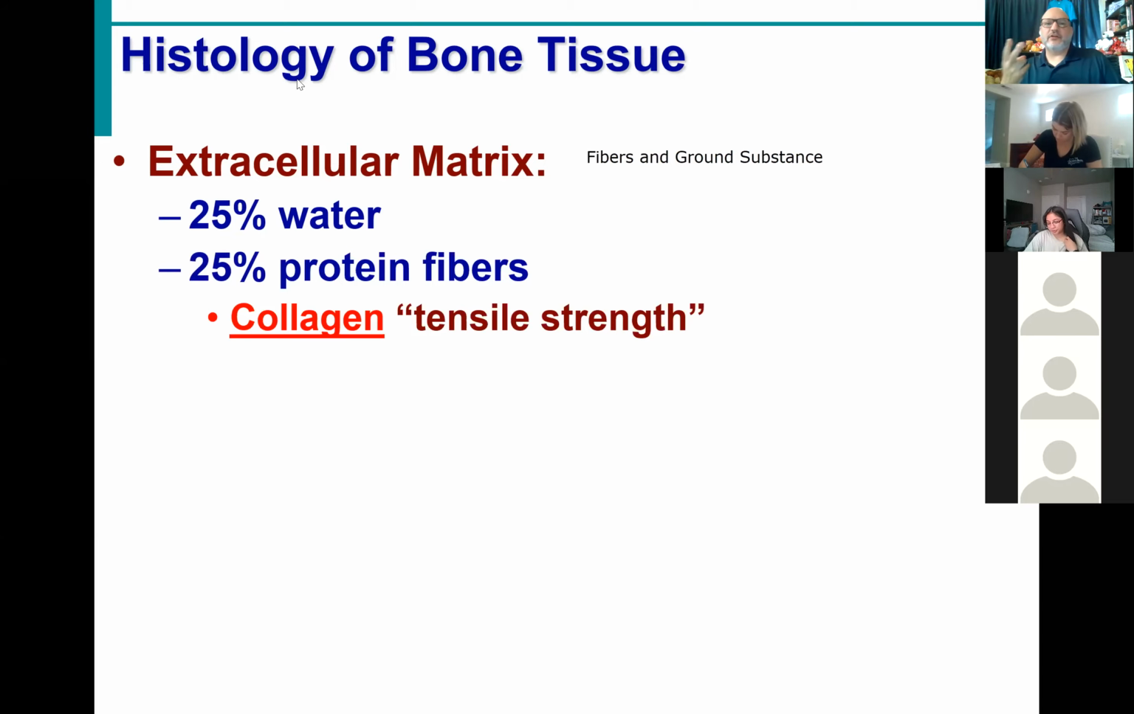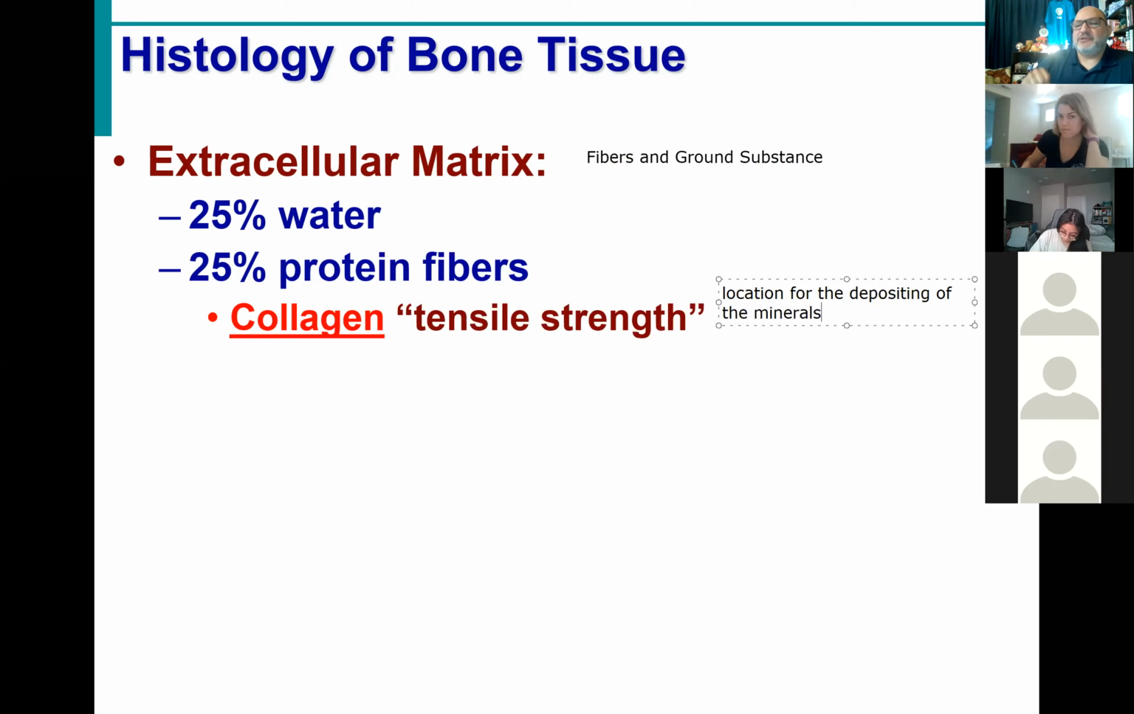That collagen really serves 2 purposes. The first, as we talked about, is it is the location for the depositing of the minerals in that process of calcification or ossification. But collagen is also what gives bones that little bit of flexibility, that little bit of give, right? You're able to jump up and down and spring and have flexibility and have give to your bones. Again, I can't bend my bone all the way in half. It's not quite that flexibility, but it's not rigid either.